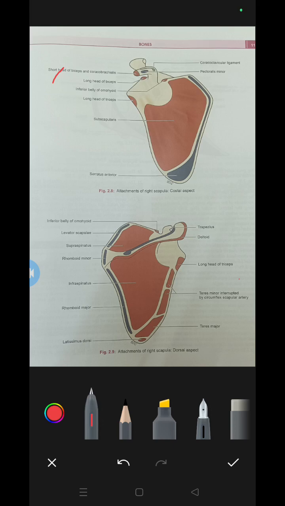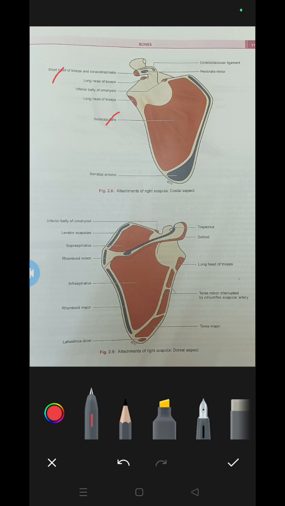First, subscapularis. It arises from the medial two-third of the subscapular fossa. I have already told you about the subscapular fossa in the last videos, which is present in the anterior view, that is the costal aspect of the scapula.